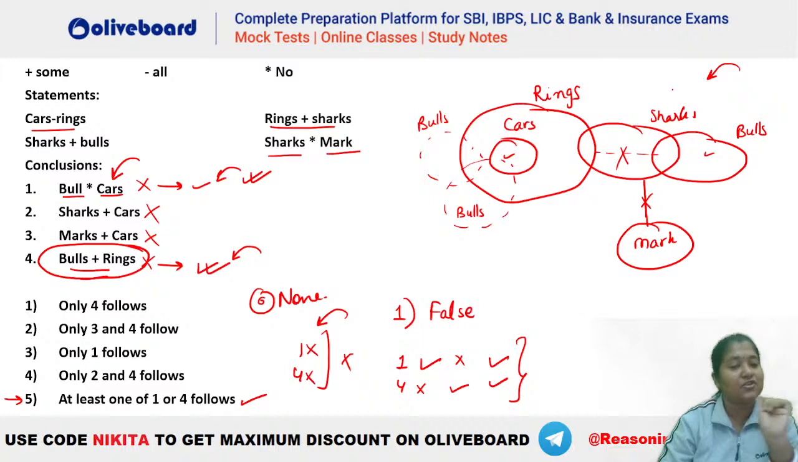But one of them has to be definitely true. Okay, that is the meaning of option number 5. I hope this is clear. Are we clear with this case, guys? Please let me know if we have any doubts in here. Are we clear with this?